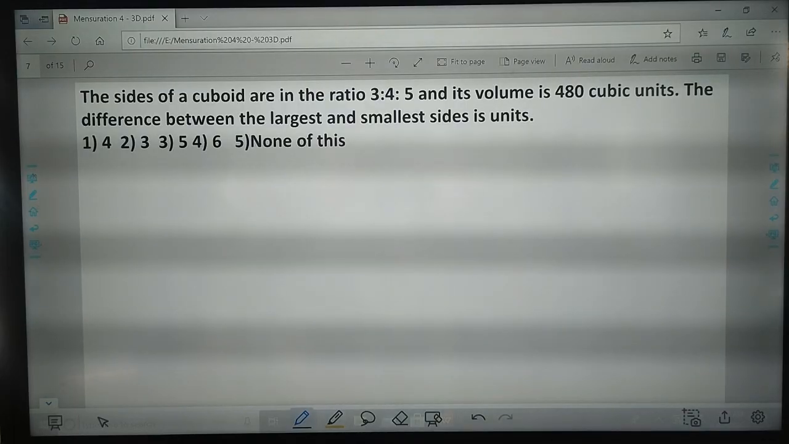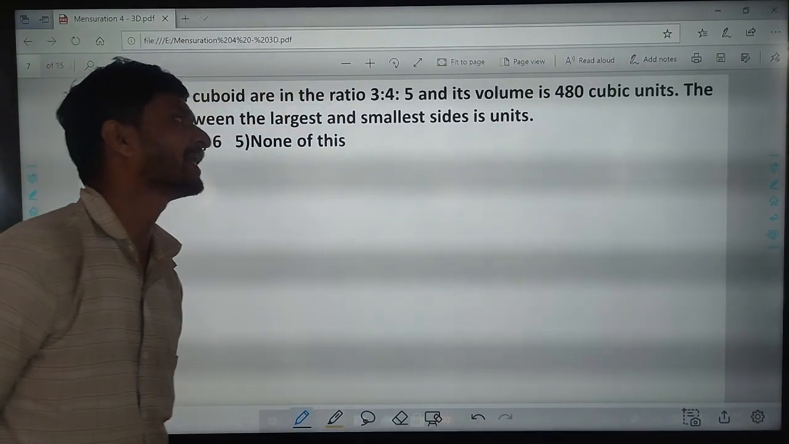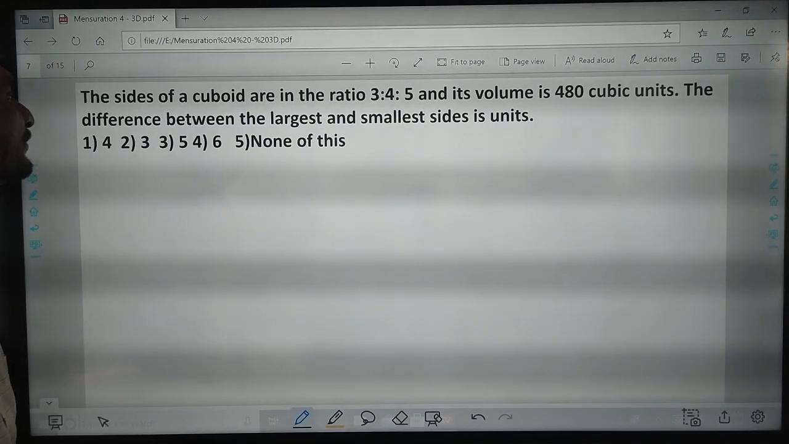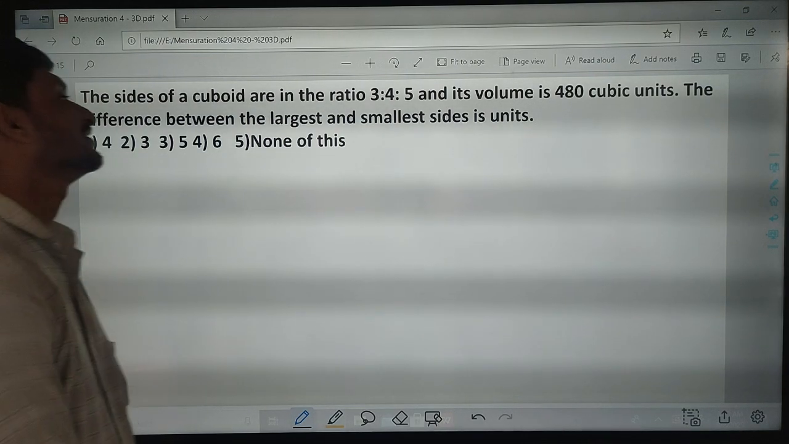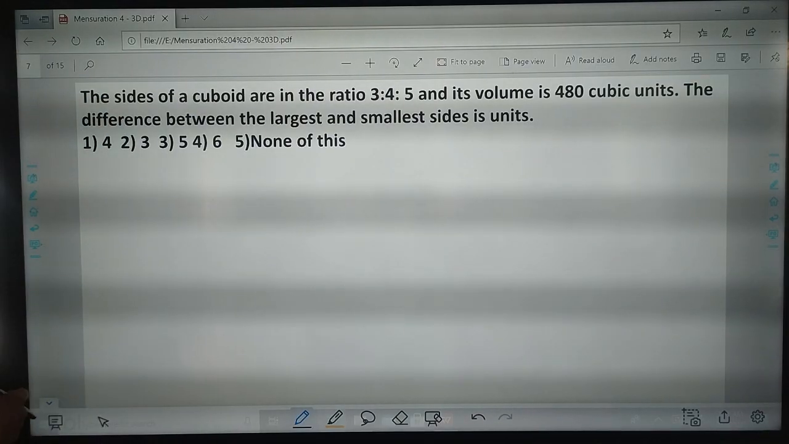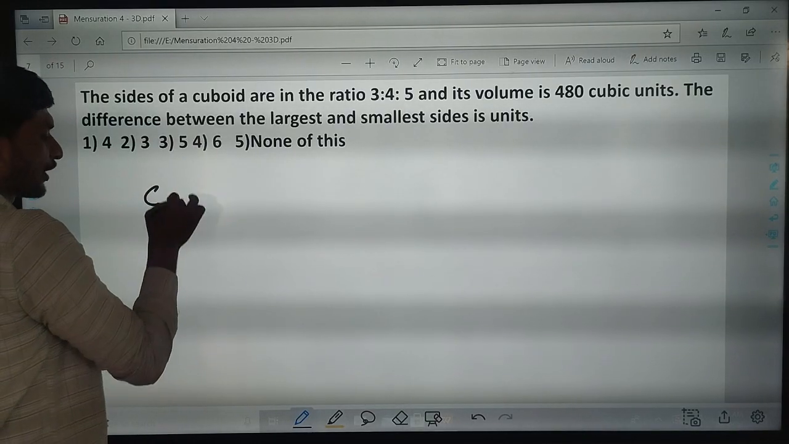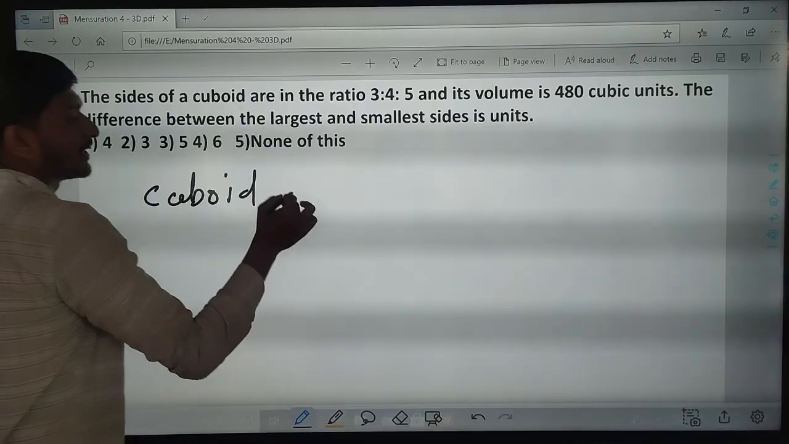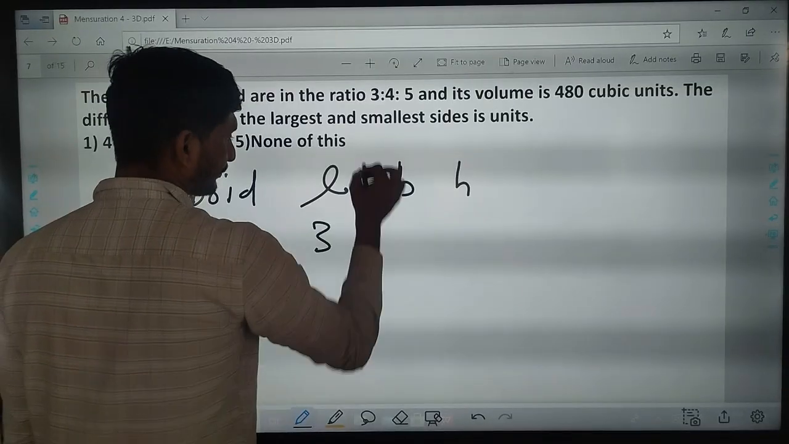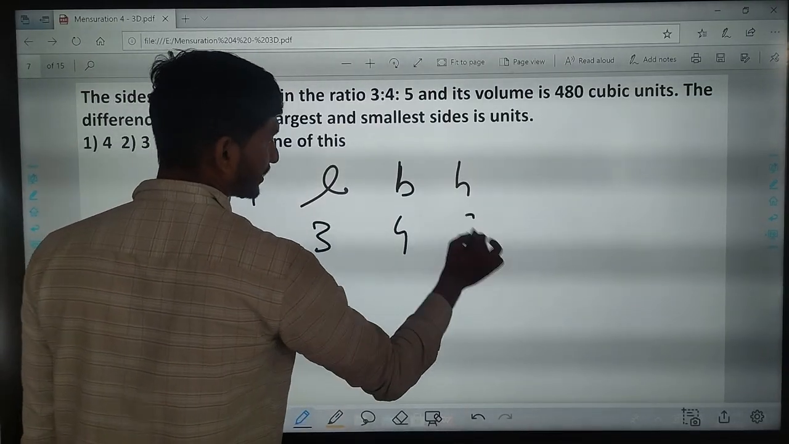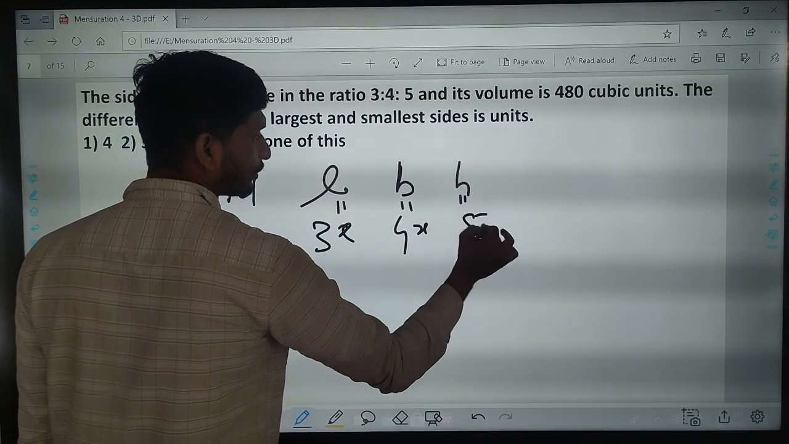The sides of a cuboid are in the ratio 3:4:5 and its volume is 480 cubic units. The difference between the largest and smallest side is how many units? Now here the ratio of the dimensions of the cuboid, that is L, B, H. Now here L is 3, B is 4 and H is 5. Here we get x as the multiplier for L, B, H.